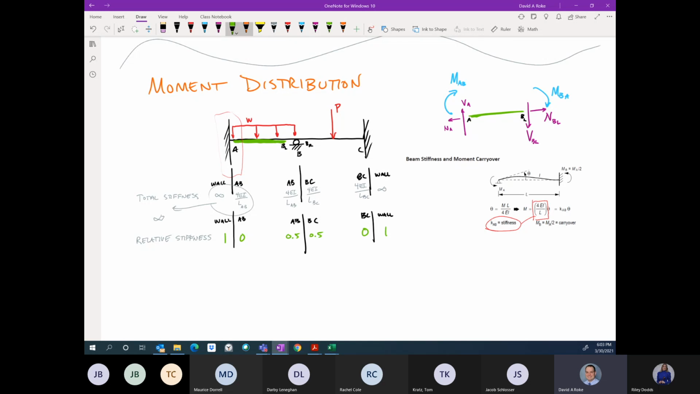What it should be is, so these relative stiffnesses are our distribution factors. And each distribution factor is equal to K divided by the total K at the joint. And so here I'm just arbitrarily deciding that AB and BC have equal stiffness because they have equal lengths, whatever.